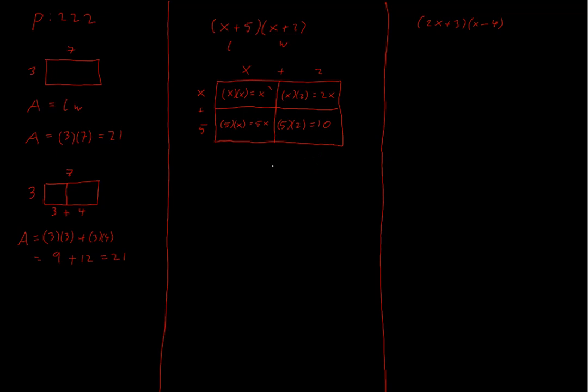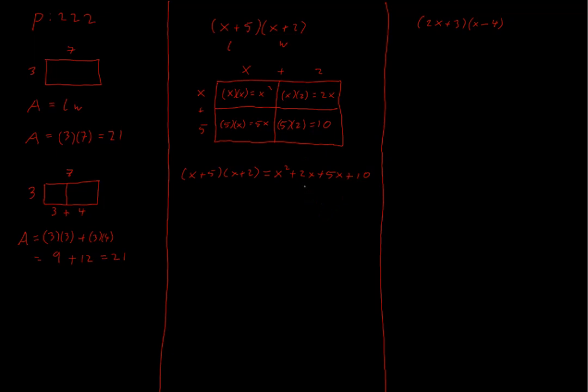It's 10. Now we know from our work over here, if we add up all these 4 areas, the area of this box plus the area of this block plus the area of this block plus the area of this block, it must be the same as the area of the overall shape, just like it was in our number example here. So that means that x plus 5 multiplied by x plus 2 must add up to, or must be equal to, x squared plus 2x plus 5x plus 10.